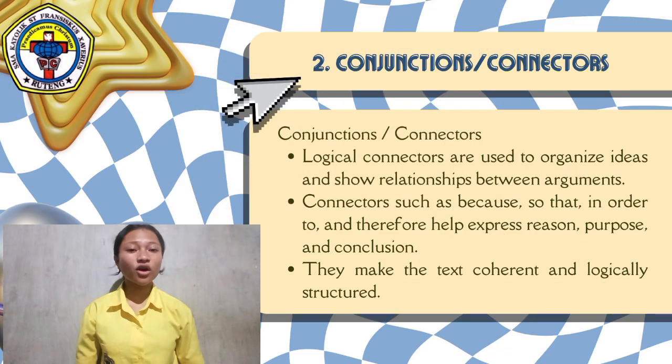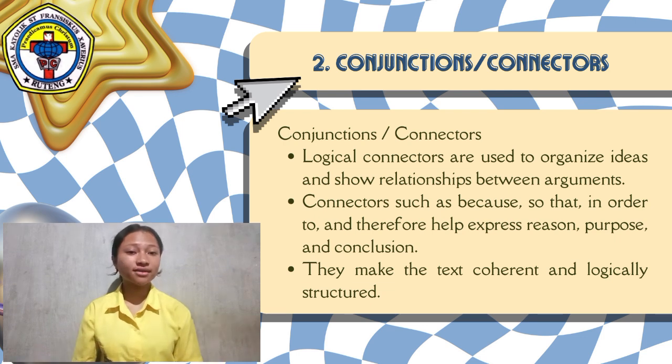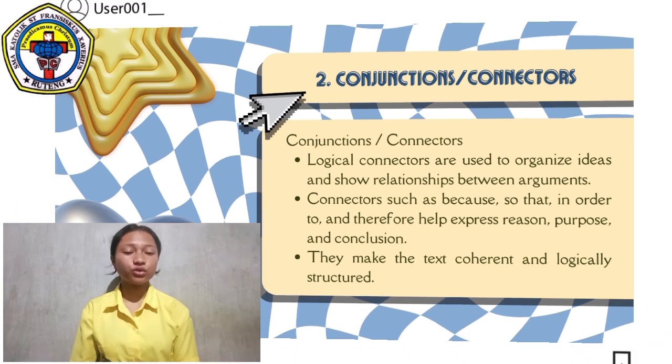Second, conjunctions or connectors. Logical connectors such as because, so that, in order to, and therefore are used to organize ideas. They show reason, purpose, and conclusion. They make the text coherent and logically structured.